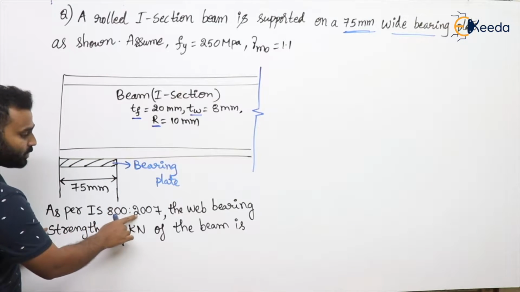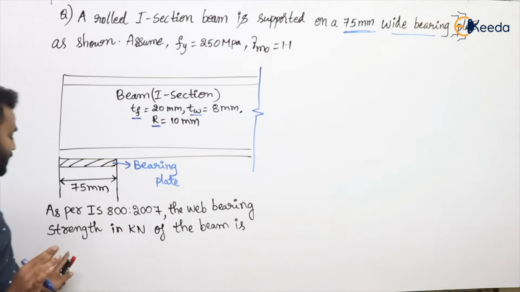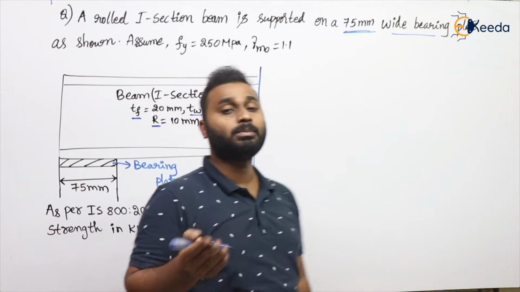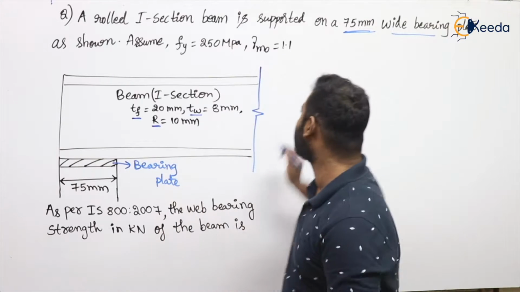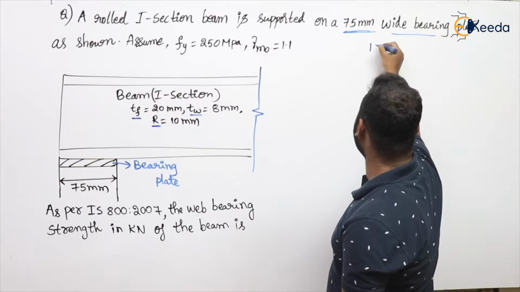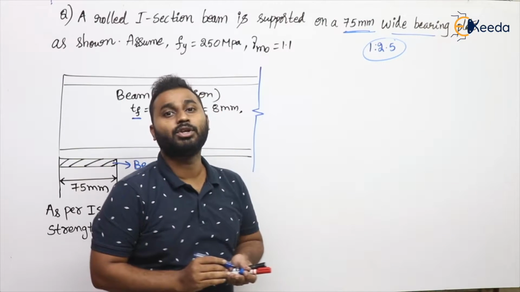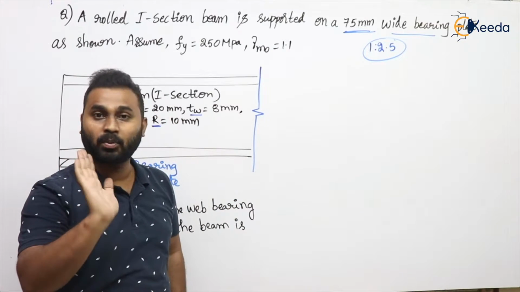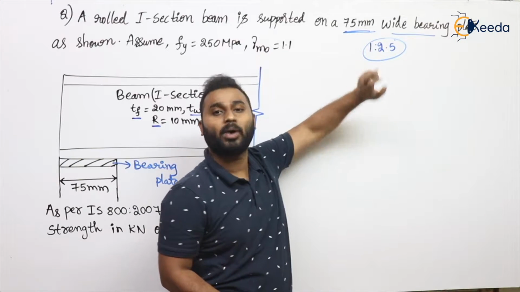As per IS 800 2007, based on the limit state method of design, the web bearing strength in kilonewton of the beam is asked. To find the web bearing strength, we need to assume a load dispersion. For this case, the load dispersion is 1:2.5. This is the concept required, and the provision we need to remember for solving this question: load dispersion to be assumed is 1:2.5.